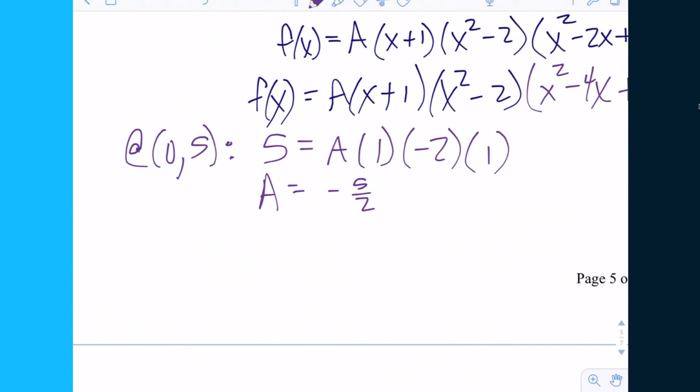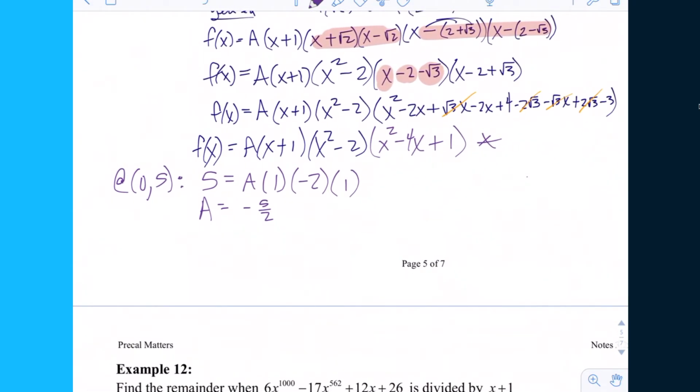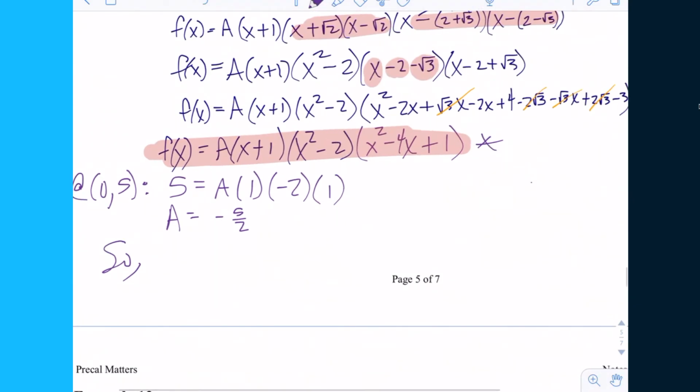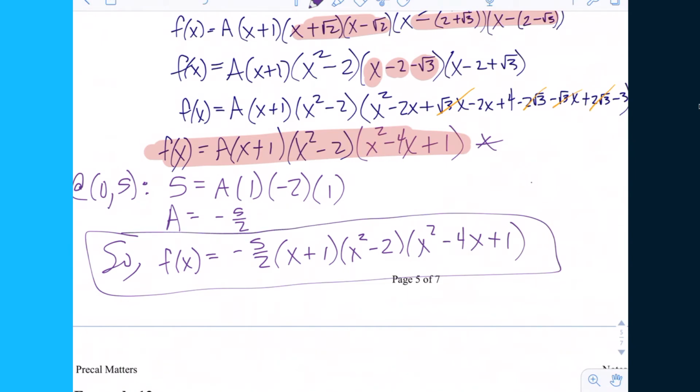Are we done once we find a? No, now we plug it back in, so we make that summative statement, and a great transitional word to the end is "so," comma. You plug it right back in up here to the one that I asterisked. That's the general form in reduced factored form. So f of x equals negative 5 halves times x plus 1 times x squared minus 2 times x squared minus 4x plus 1. And that is about as pretty as it's going to get without expanding it completely out.